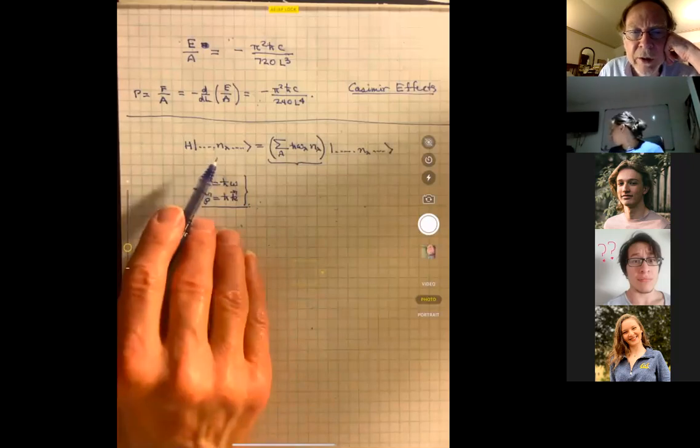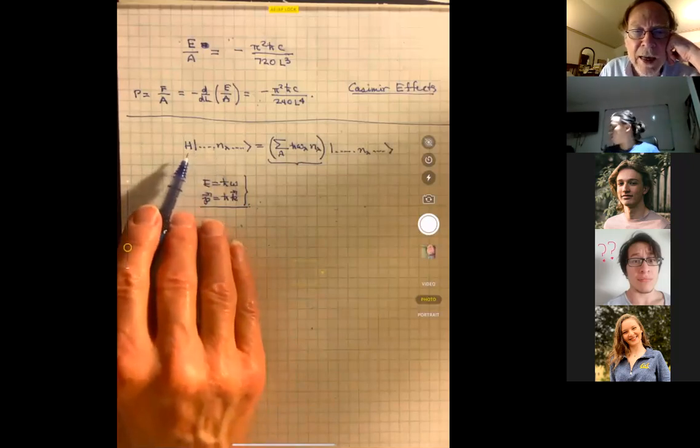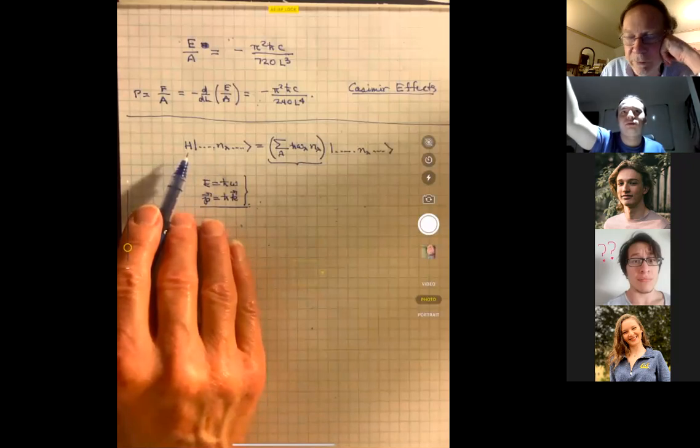How did we get the Hamiltonian? Let's remind ourselves. Well, we had the classical Hamiltonian, and then we quantized it by using Dirac or canonical quantization, modulo zero point terms that we threw away. Can we do something similar for the momentum?